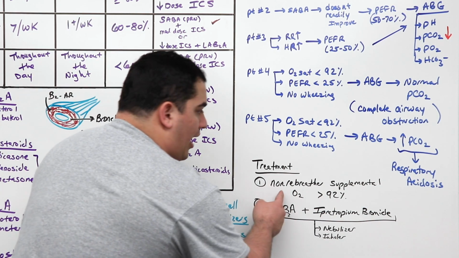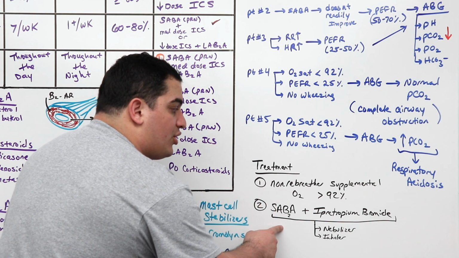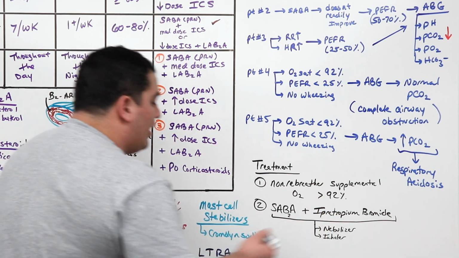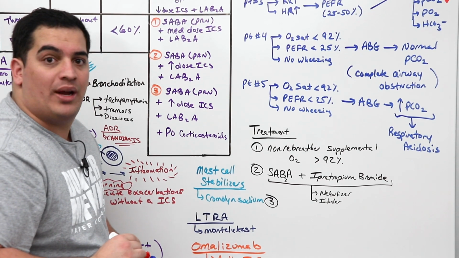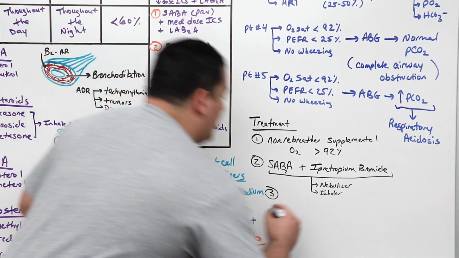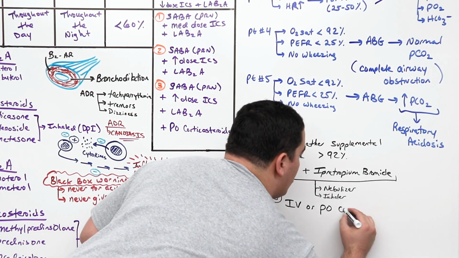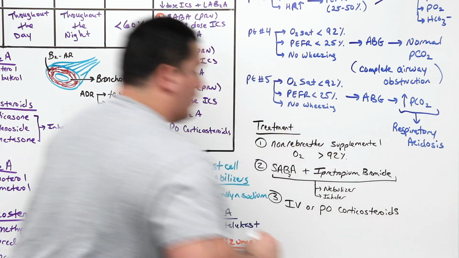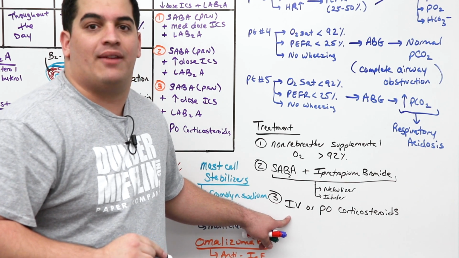Now, let's say that we did the non-rebreather with the supplemental oxygen set greater than 92%. We give them a short-acting beta-2 agonist like albuterol and ipratropium bromide. If that doesn't work, remember what we said we can resort to in very severe situations? Steroids. So then we can give IV or PO corticosteroids. Okay? And we'll do this for a very short period of time to see if we can reverse the inflammation.